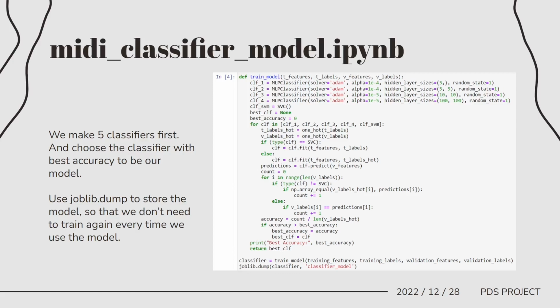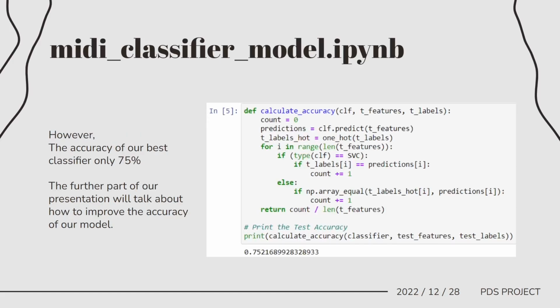Next, we will make 5 classifiers first, then choose the classifier with the best accuracy to be our model. Then after that, we use joblib dump to store the model so that we don't need to train the model again and again every time we use it. However, the accuracy of our best classifier is only 75%, which we think can be improved, so in the next part of our presentation, we'll talk about how we think we could improve the accuracy of our model.